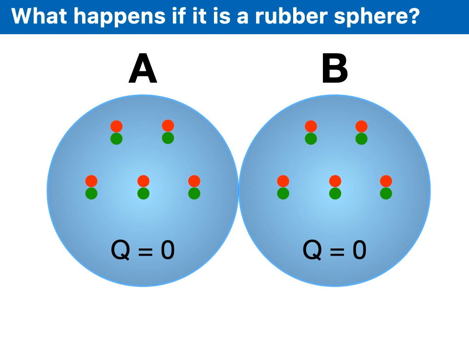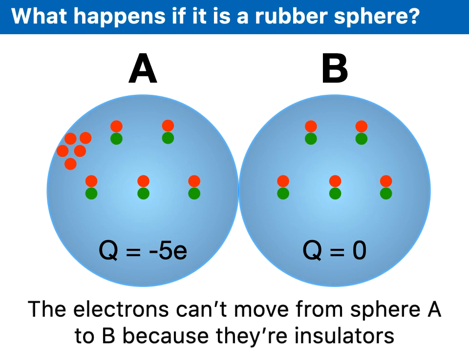Now if I put, say, 5 extra electrons on sphere A, what's going to happen is the charge on sphere A is going to become negative 5e. But on sphere B, it's still 0. Now, here's the thing. Those electrons on sphere A, they can't move because electrons cannot easily move on an insulator. So electrons can easily move on a conductor, like metal, but on an insulator, plastic, rubber, wood, things like that, it really can't move at all. They're kind of like stuck.